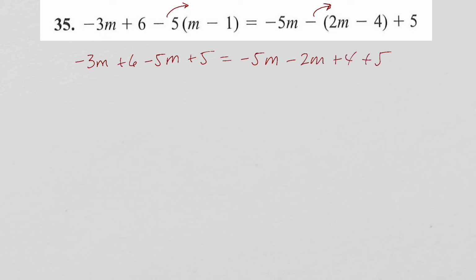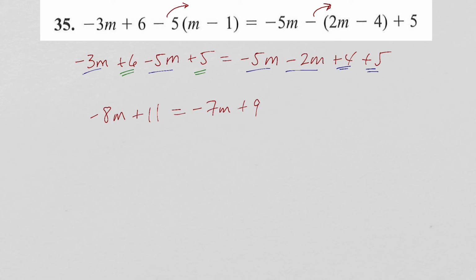So now let's combine like terms. This and this, the signs match, so we're adding them up to get negative 8m. And this adds up to 11. This and this, those are the same signs, so they add up to get negative 7m. And this adds up to positive 9.